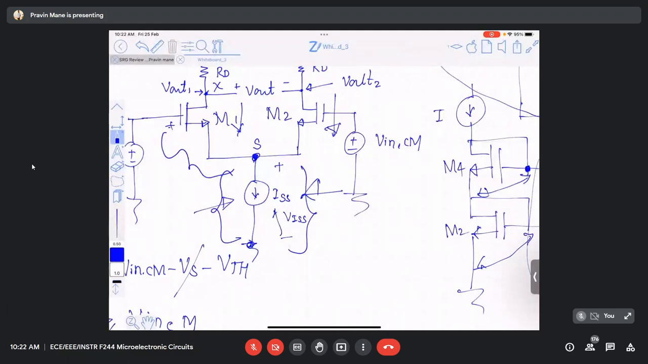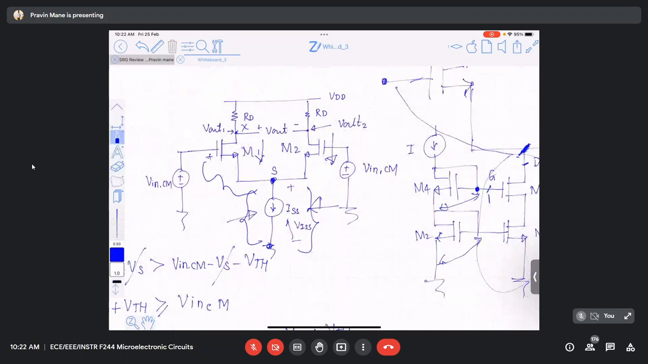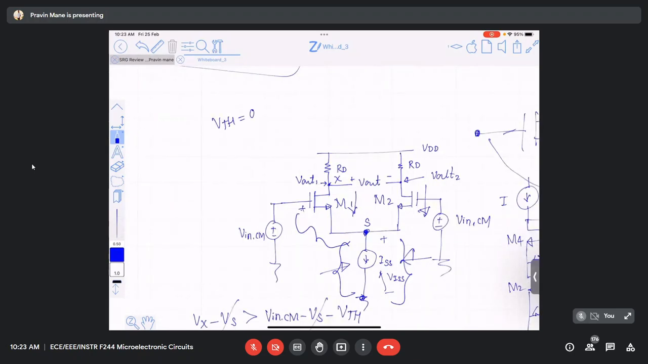Is it not like we are trying to keep the transistor in saturation by applying the V in CM? So V in CM should be greater than VISS plus VOV, that's it, right? Why is there an extra VTH term there? You should understand, suppose my VTH is 0.4 volt and VOV is 0.1 volt. So what is VGS? 0.5. So which should I consider, VOV?